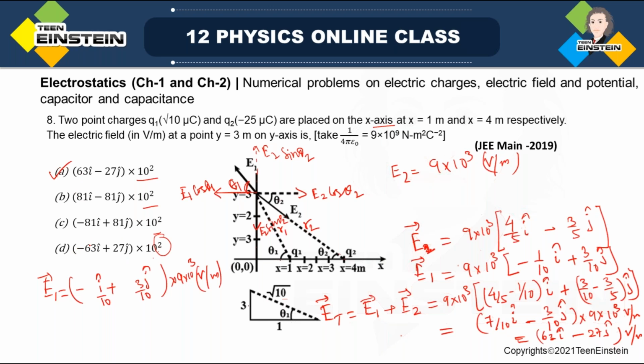So there were a few calculation mistakes in between, but I hope you have grasped the concept and the way we are doing it. The space is less, that's why it is looking very hazy, but anyway you have got the essence, I hope. So we'll move on to the next question.